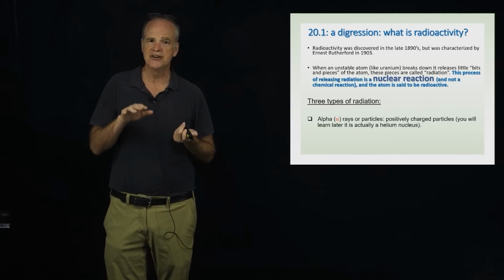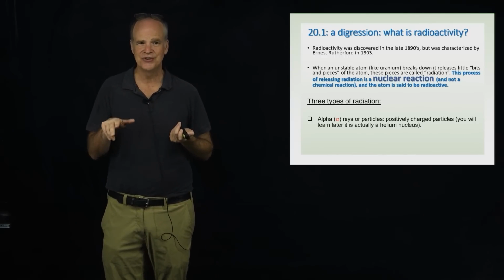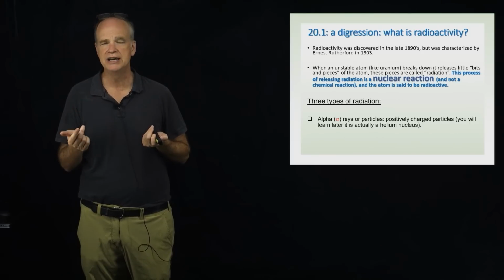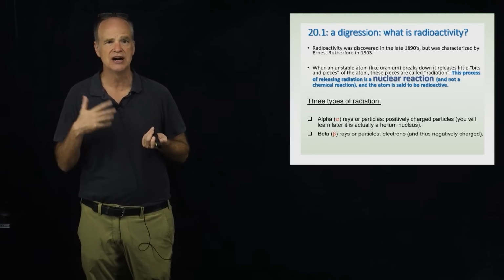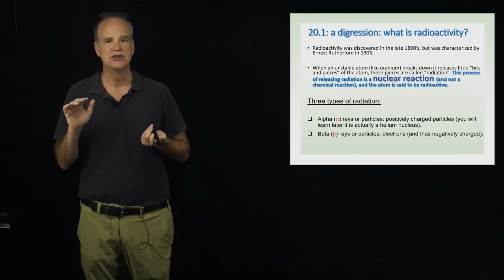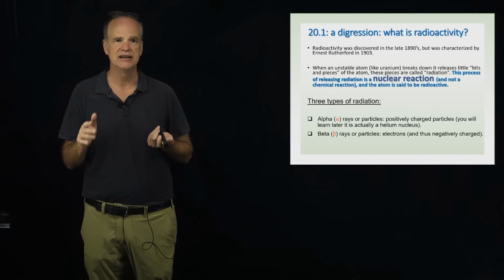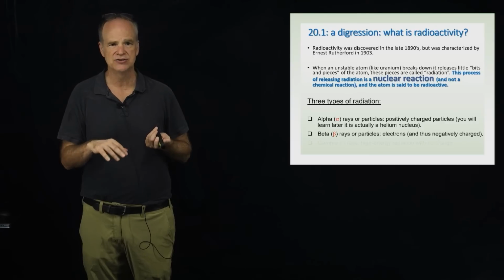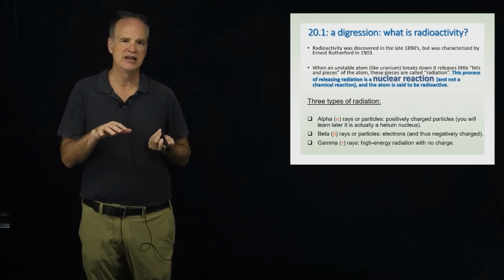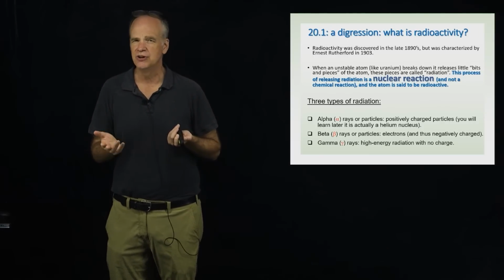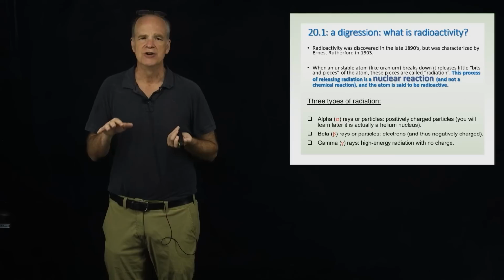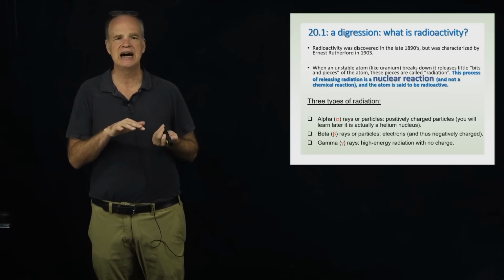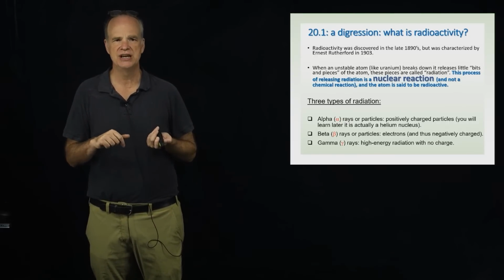Another piece of matter that can be released from an unstable atom is an electron. When an atom releases an electron and it goes off into space, this is called a beta ray. The particle here is just a high energy electron. And then another piece that is released by atoms is really not so much a particle, but just radiation, a wave that is very high energy, and this is called gamma radiation.